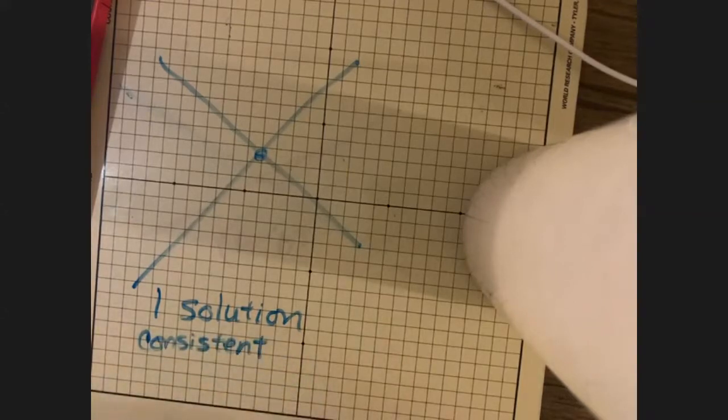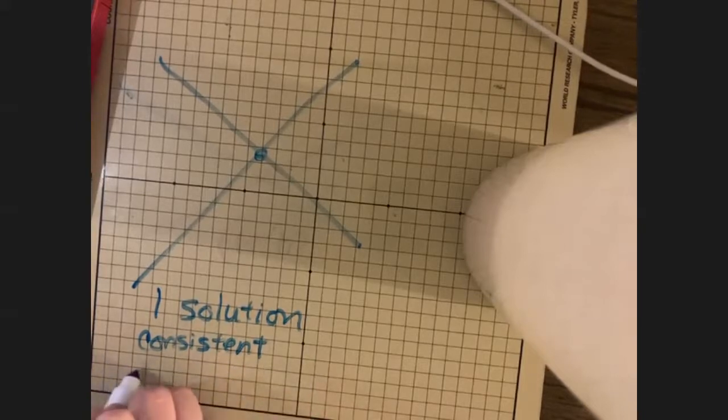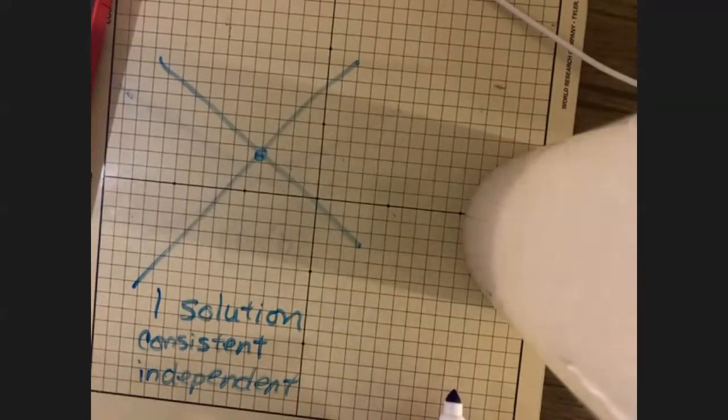This is called a consistent system. Consistent just means I get an answer. That's all consistent means, is I get an answer. It's also called an independent system, and that's because the 2 lines can be drawn on their own. They don't need the other one to be able to graph. So independent just says I have the 2 lines.